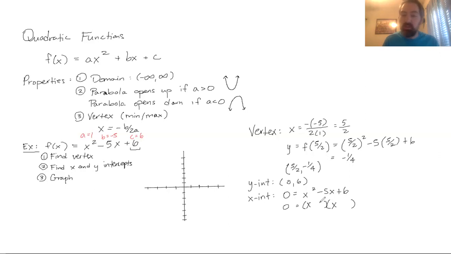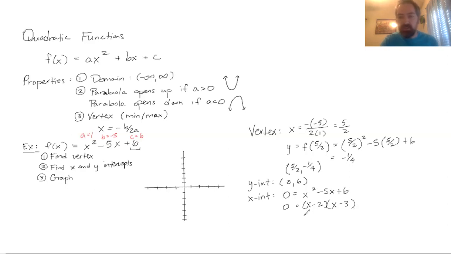All right, so in other words, we're looking for two numbers that multiply to equal 6 and add to equal negative 5. Two numbers that would satisfy that are negative 2 and negative 3. Negative 2 times negative 3 is a positive 6. Negative 2 plus negative 3 is negative 5.